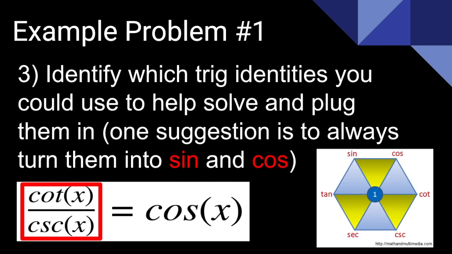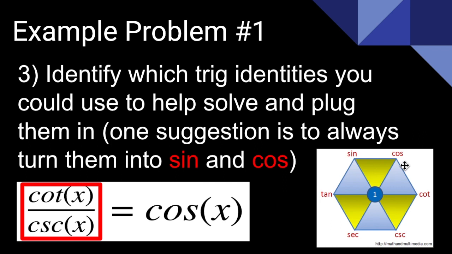As I said before, you're going to want to find the different trig identities that could help you solve this. When you see cotangent and cosecant, you want to look for them on the magic hexagon and see where they relate to this problem. You see cotangent goes over here, and you want to see how it could relate to sine and cosine. Well, you know that cotangent is equal to cosine over sine, and you also know that cosecant is equal to 1 over sine, and it's also equal to cotangent over cosine.